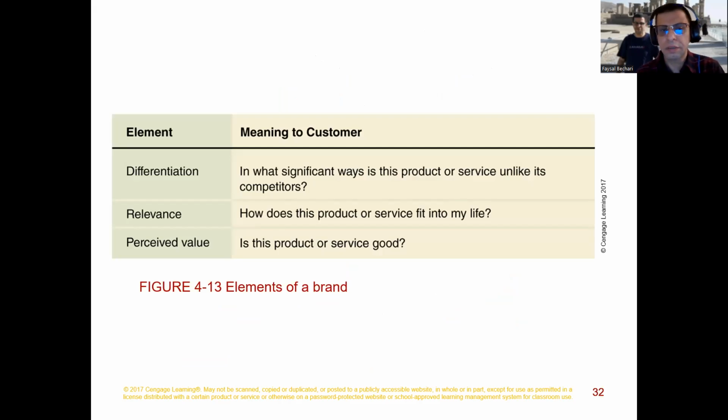So the element when we are trying to sell a service or product: there is differentiation, which stands for in what significant ways is this product or service unlike its competitors. We want to know what's different you have. And whether there is relevance: how does this product or service fit into my life? And do I, as a customer, see the value? Is this product or service good? These are elements of a brand. When I'm looking at a brand or a service, it's more about relationship.